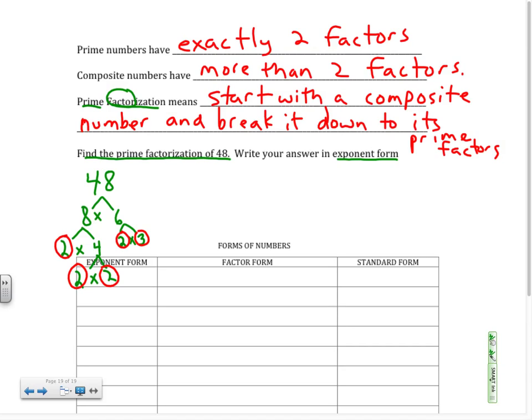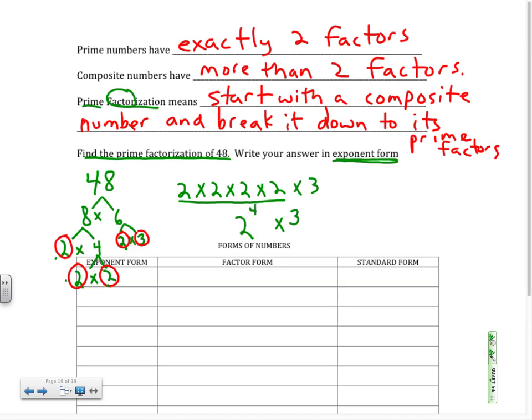So I'm going to make sure I count all the 2's and don't miss any. 1, 2, 3, 4 2's. So 2 times 2 times 2 times 2. And then I have the 3. Now if I remember what exponent form means, it means 2 is the base number. And how many times are we multiplying 2 by itself? 4 times, so 4 is the exponent. So 2 to the 4th power times 3 is my final answer of the prime factorization of 48.